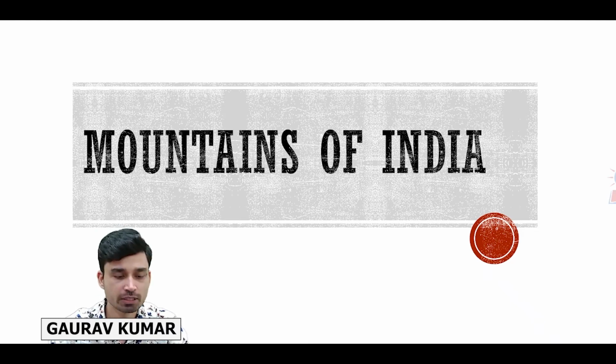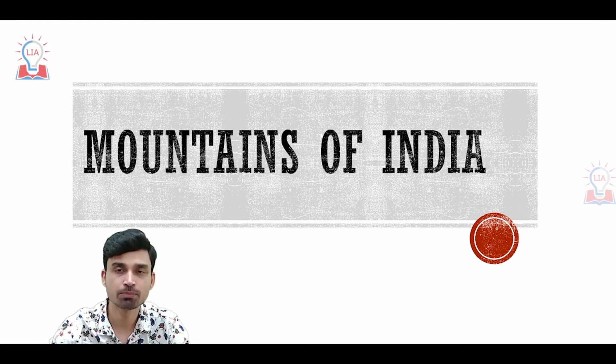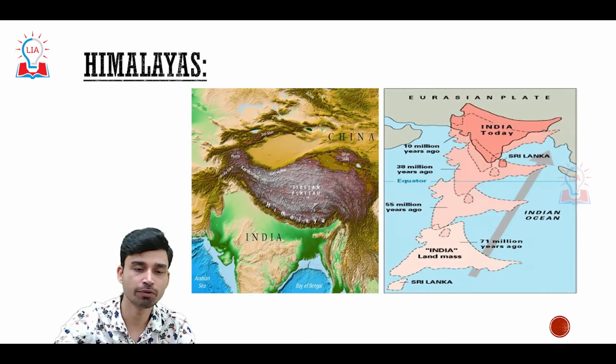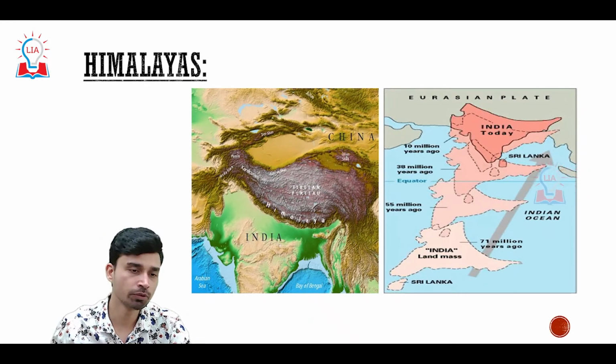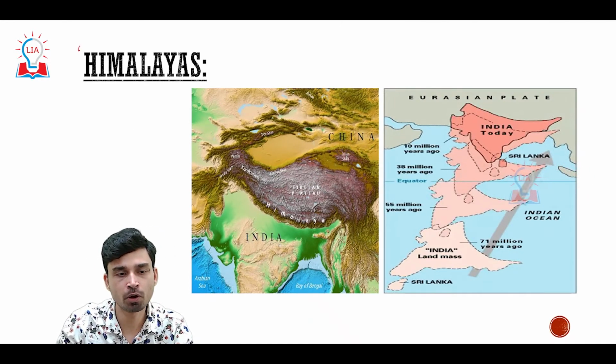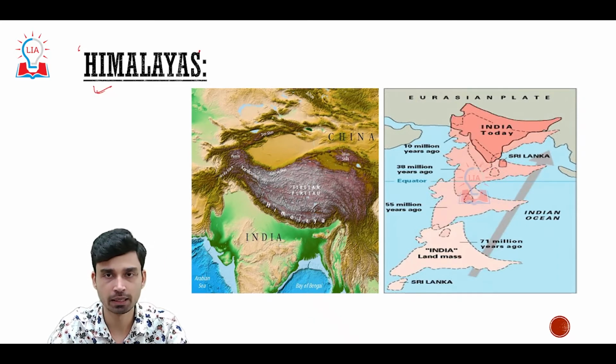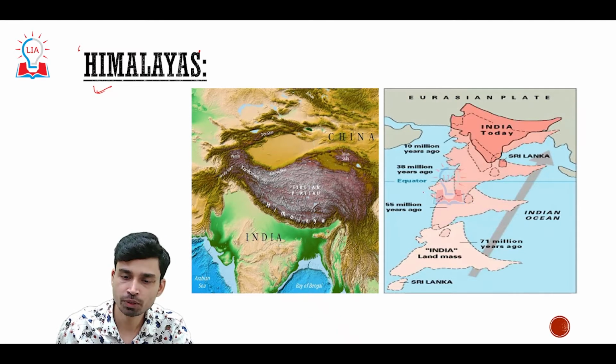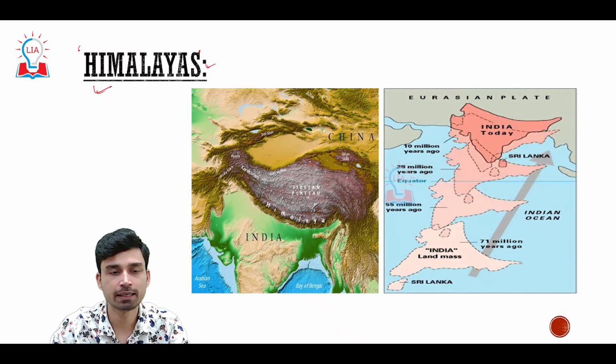Today we are going to discuss the important mountain systems and ranges of India. The first and most important mountain of India, obviously, are the Himalayas. Before understanding the Himalayas, we first have to understand why and how the Himalayas formed.